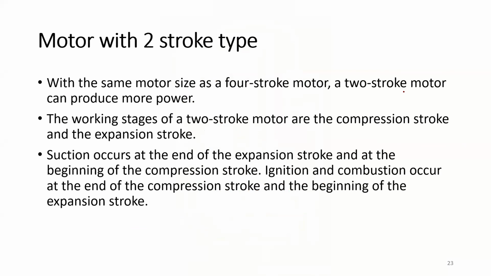However, we also have another classification: the two-stroke type motor. In this case, with the same motor size as a four-stroke motor, a two-stroke motor can produce more power, but sometimes it has less thermal efficiency. Does anyone know the reason behind this?